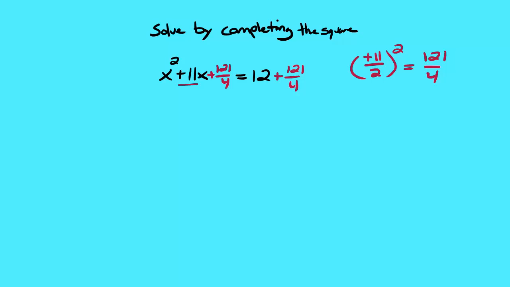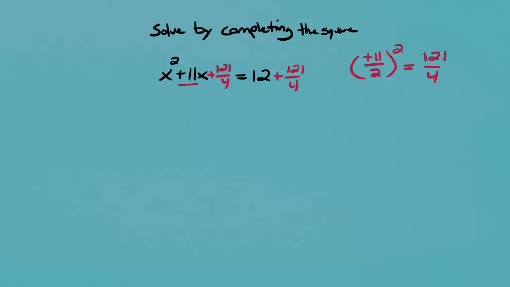All right, now what do I do? Well, first thing I'm going to do is add the 12 and the plus 121 together over here. So I'll do that real quick. Actually, I'll do that on the side here also. So I get 12 over 1 plus 121 over 4. I'll rewrite this 12 over 1 as 48 fourths plus 121 fourths. Add those together and I get 169 over 4.